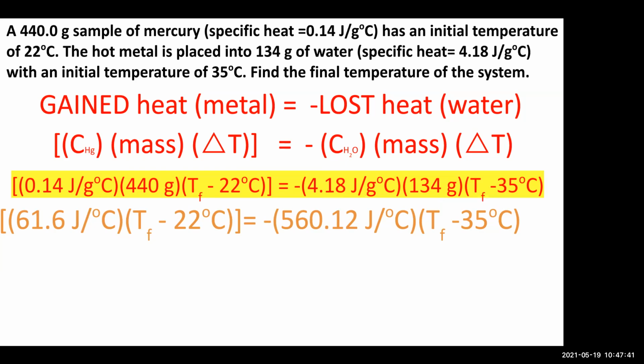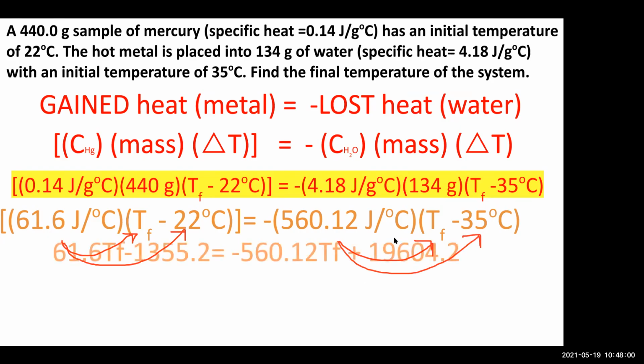Okay, at this point, we will take this number, 61.6 on the left, and multiply it through times the TF, and then times the negative 22 degrees Celsius. On the right side, we have negative 560 TF, and then negative 560 times negative 35, which gives me a positive value.